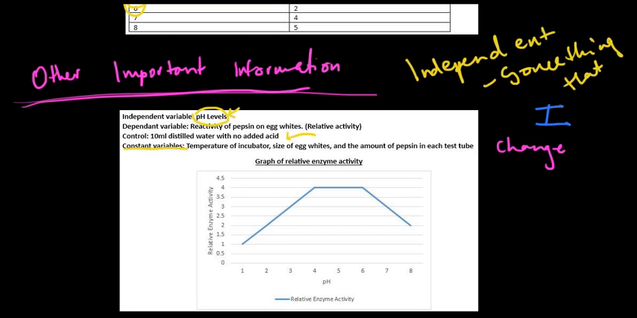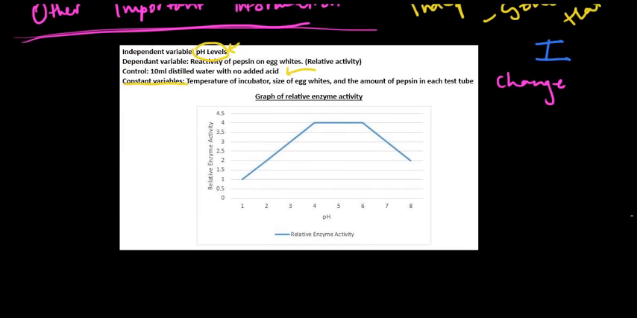So, this is the graph that I've just come up with, and this is how it looks. It shows relative enzyme activity. You can see that the activity was at its peak at around 4.5 to 7. Over here is the most enzyme activity, and that is because these pH levels, 4, 5, and 6, are optimal for the enzyme.